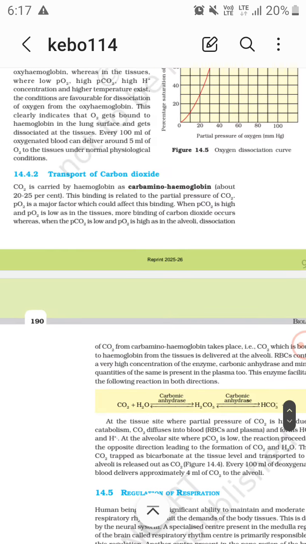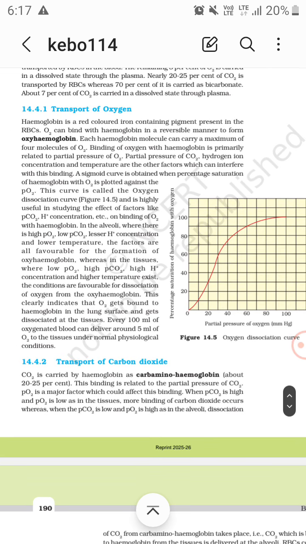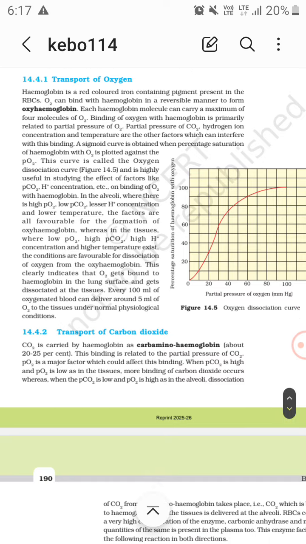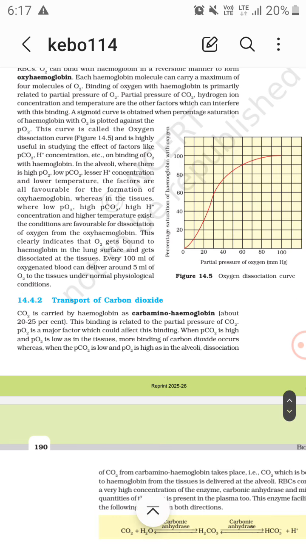Then there is transport of gases. Now, transport of oxygen: there is hemoglobin. Hemoglobin with oxygen forms reversible oxyhemoglobin. Now in the alveoli, there is the oxygen dissociation curve. The favorable factors are high PO2, and low PCO2, H+ concentration, and temperature.